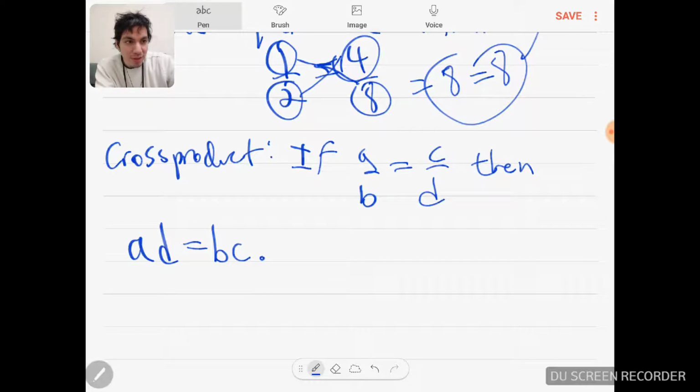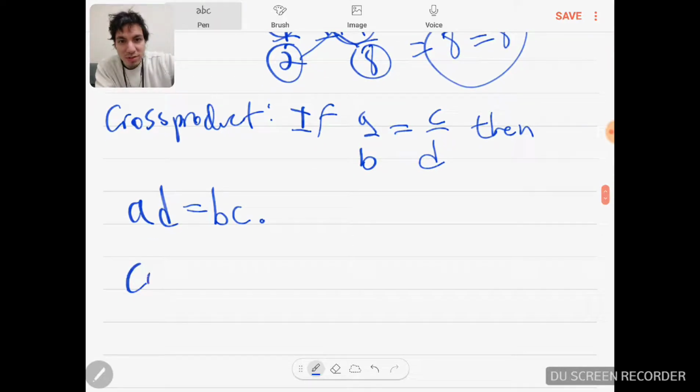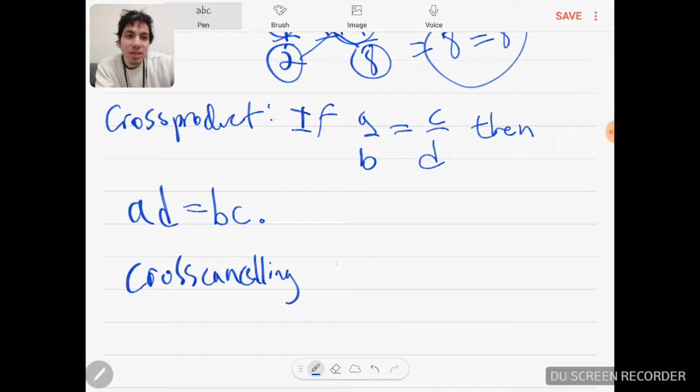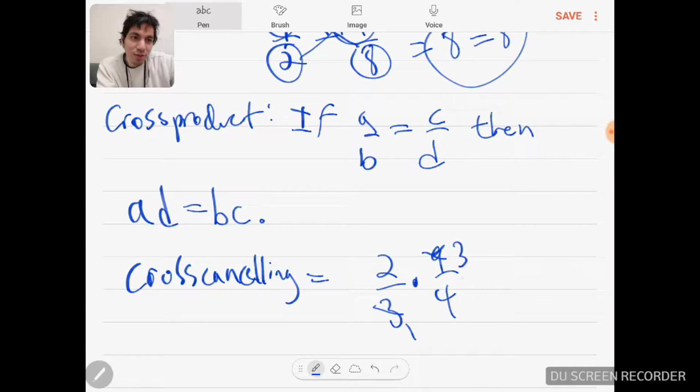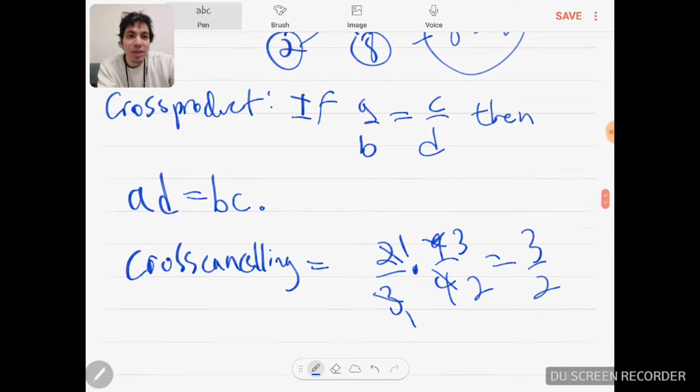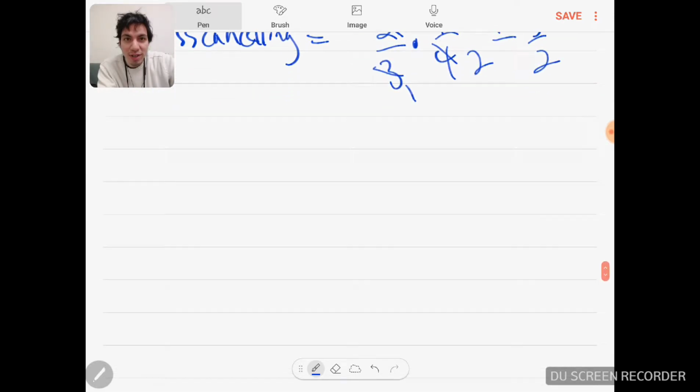So remember, I'm just going to write this out real quick. Cross canceling is this, where I have 2 over 3 times 9 over 4. I see 3 goes into itself once and 3 goes into 9 3 times. And then I'm left with 3 over 2 because 2 goes into itself once and 2 goes into 4 2 times. So that's cross canceling. So do not confuse cross canceling with cross product.